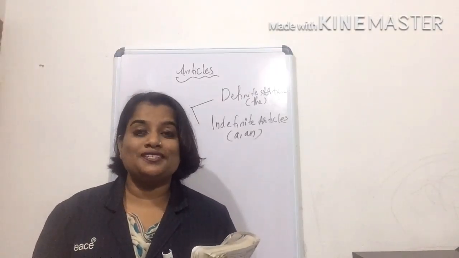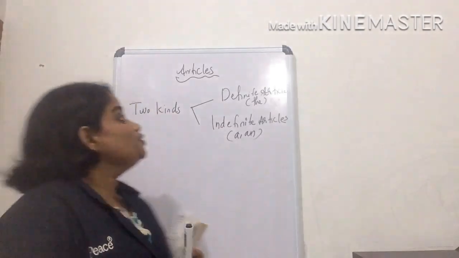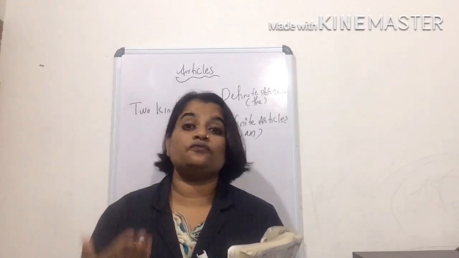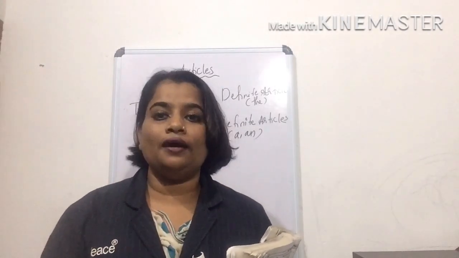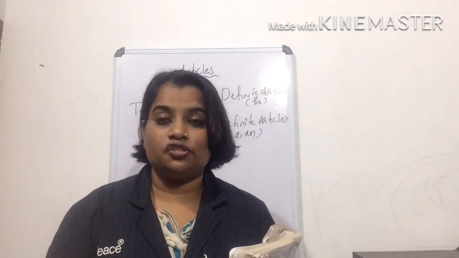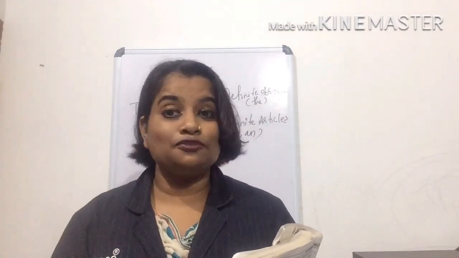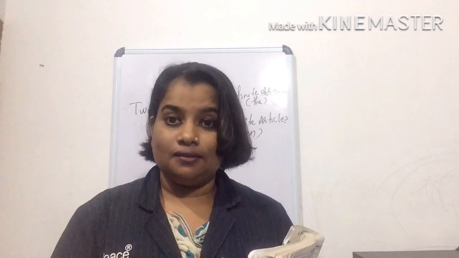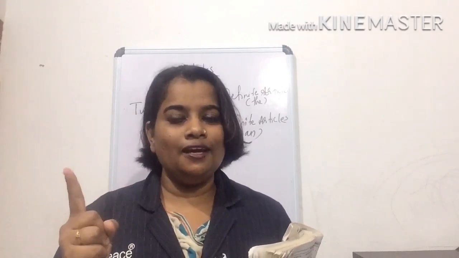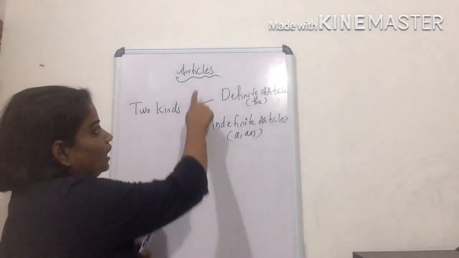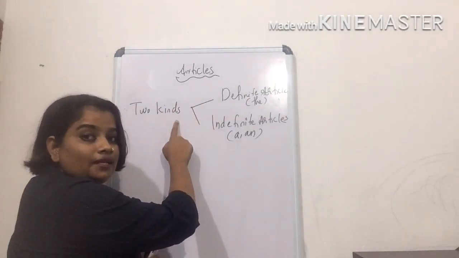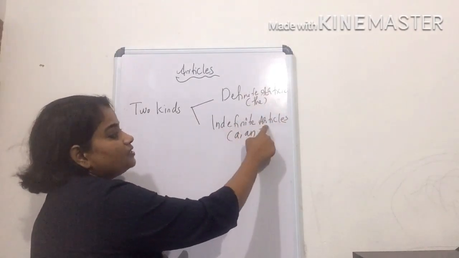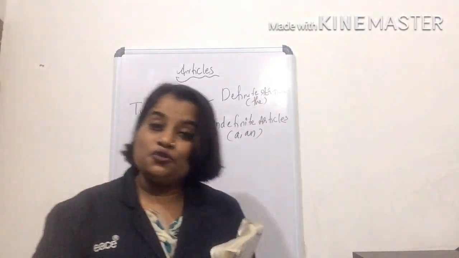Now we are going to discuss articles. We have already learned this in our lower classes, so maybe it is really familiar to you. We have two kinds of articles in English, definite article and indefinite articles. The definite article is the, and the indefinite articles are a and an. Look at the board.